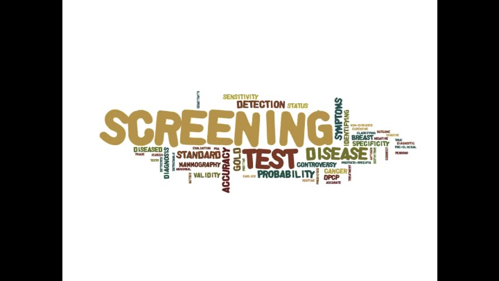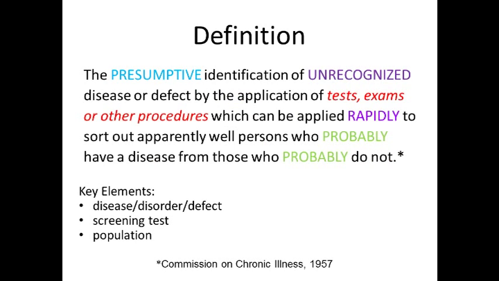So let's look at the definition of screening. In 1957, the Commission on Chronic Illness gave this definition, which you can see on the screen. The words highlighted in color are quite important when we understand this concept. So screening is basically presumptive identification of unrecognized disease, or it could be a defect, and this identification is possible by application of tests, examinations or procedures, which should be rapidly applied in order to sort out apparently well persons who probably have a disease from those who probably do not.